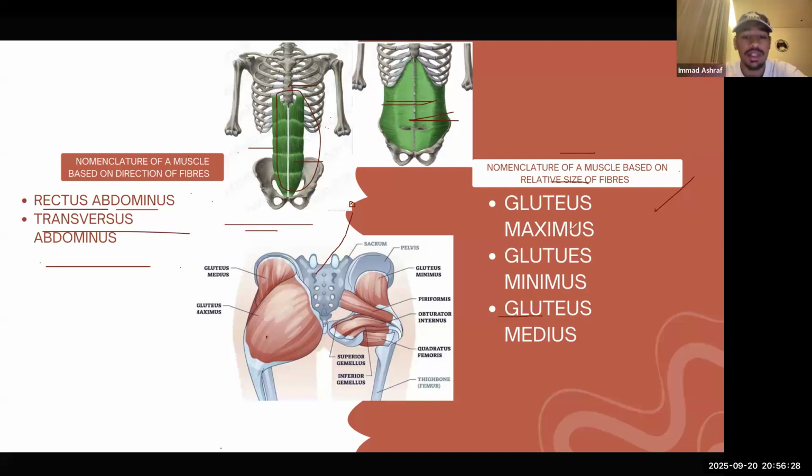And then you have some muscles that are named based on the size of their fibers, or because there are many muscles in the same place that perform a similar function but are different sized. The most important example is the gluteus maximus, gluteus medius, and gluteus minimus. The maximus is the biggest one, medius is the smaller one, and the minimus is the smallest. So these three are named based on the relative size of their fibers. Again, please remember this, guys.